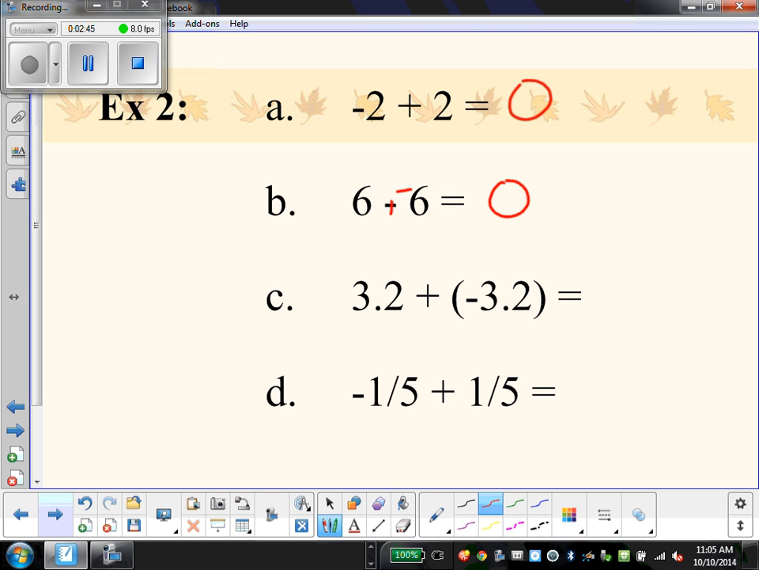3.2 plus negative 3.2, you have some decimals, but look at them. Negative, positive, they are opposites. They equal 0. And negative 1/5 plus 5/5, you have a negative and a positive, they're 5/5, or 1/5. So again, opposites equal 0.